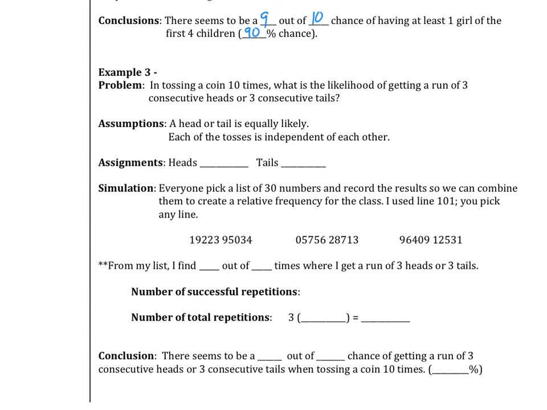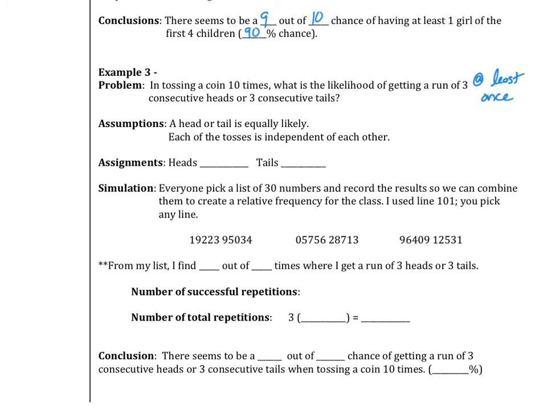All right, example 3. In tossing a coin 10 times, what is the likelihood of getting a run of 3 consecutive heads or 3 consecutive tails? This means 3 in a row, and by the way, it means at least once. So a run of 3 at least once of the 10 times. So it could be heads, heads, heads, tails, heads, tails, heads, tails, heads, because there are 10 flips of the coin. The assumption is a head or tail is equally likely. Each of the tosses is independent of the other.